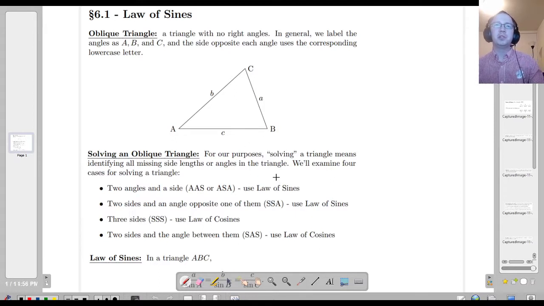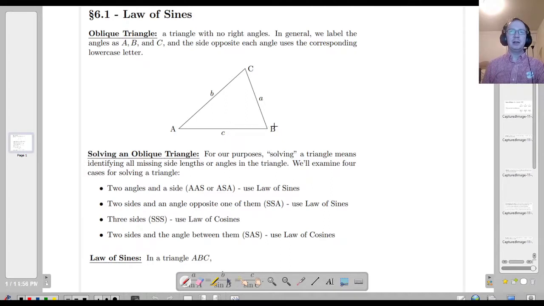As we move through this unit, we're going to be talking about solving triangles, which is just a fancy, shortened way of saying we're going to find all the information about that triangle, all the side lengths and all the angles. Any information that's missing, that's what we try to fill in when we quote-unquote solve a triangle. There are several different setups we could have. We could have two angles and a side given, so that could be angle, angle, side, or angle, side, angle. Let's talk about what that means.